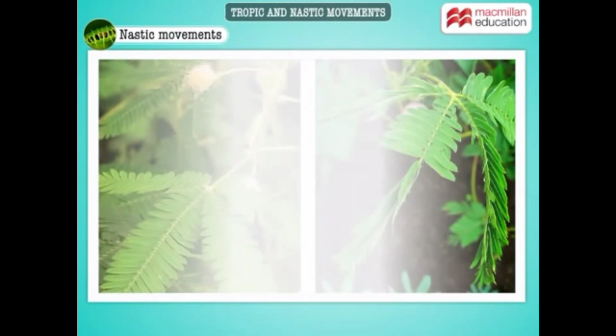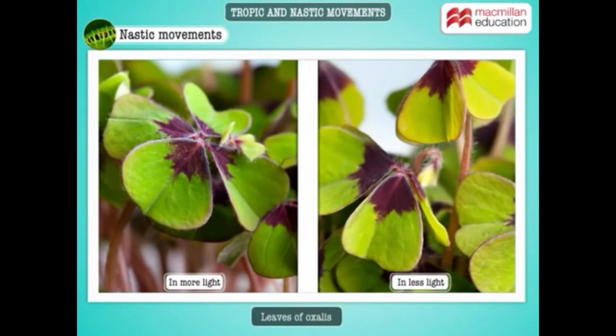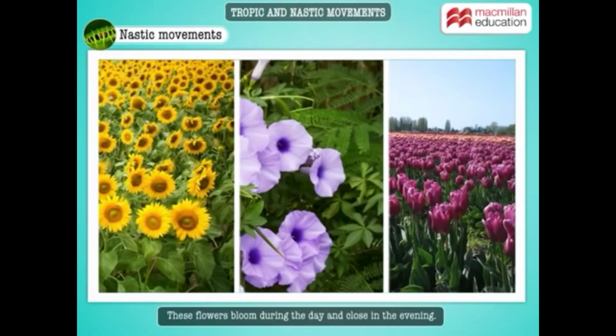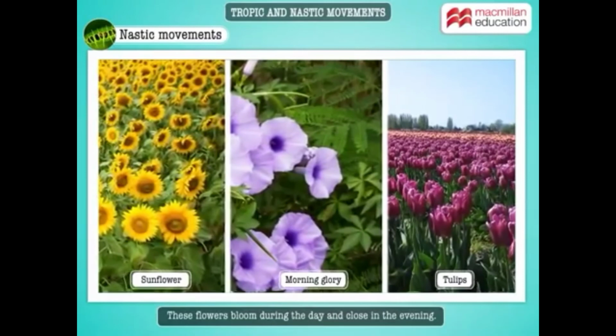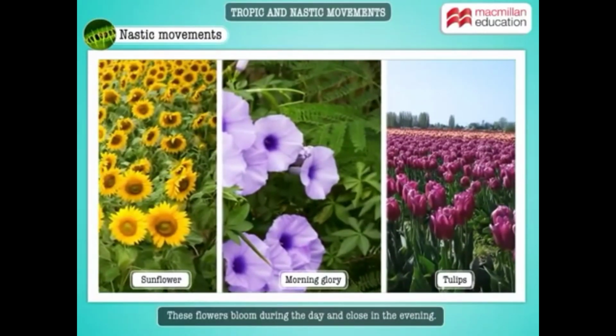The leaves of oxalis move in response to intensity of light. They open up in daylight and fold when the intensity of light is less. Flowers such as sunflowers, morning glory, and tulips bloom during the day and close in the evening.